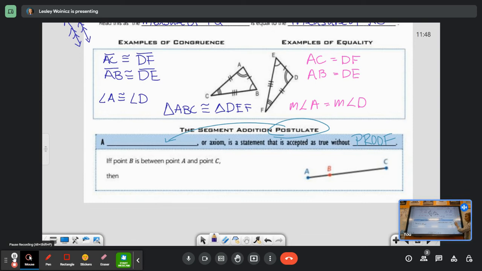Okay, if and only if point B is between point A and point C, then we know that the measure of AB plus the measure of BC is equal to the measure of AC. If it was me and I was in charge of naming postulates, I would call this the segment length addition postulate. But that just makes the name longer, so that's probably why they didn't do that.